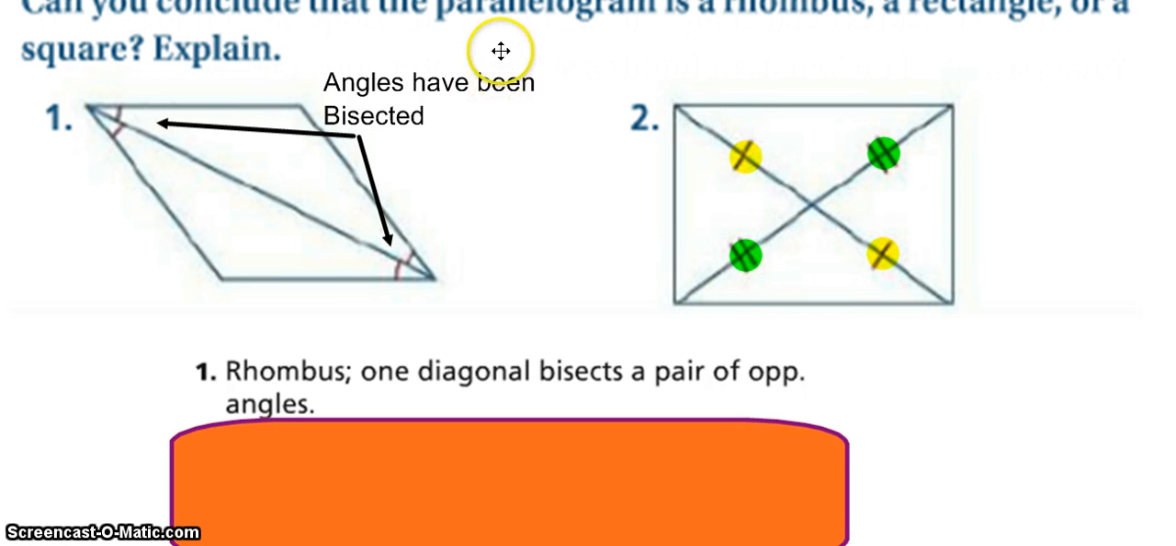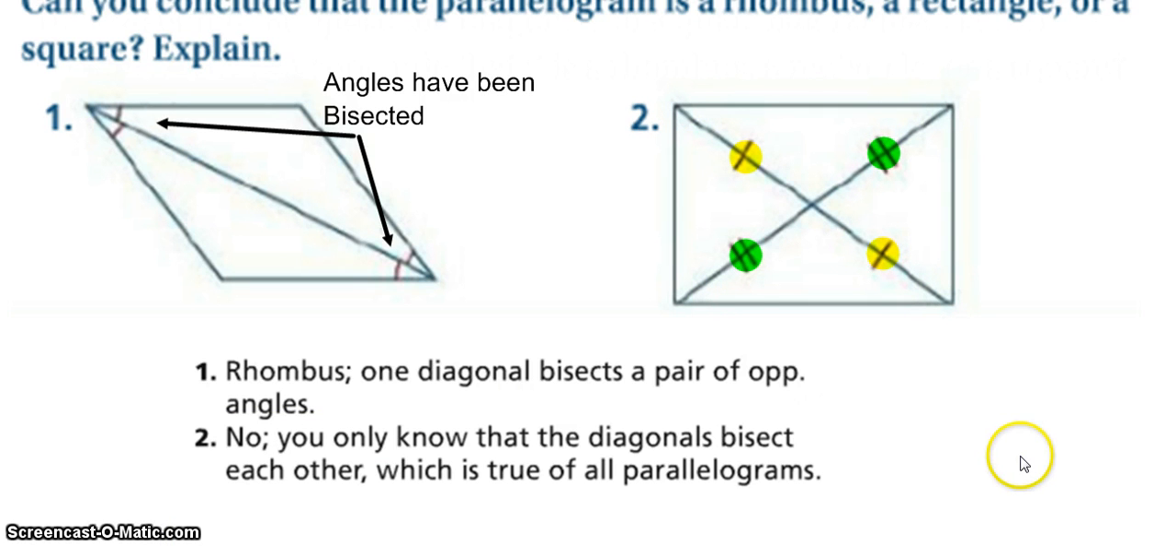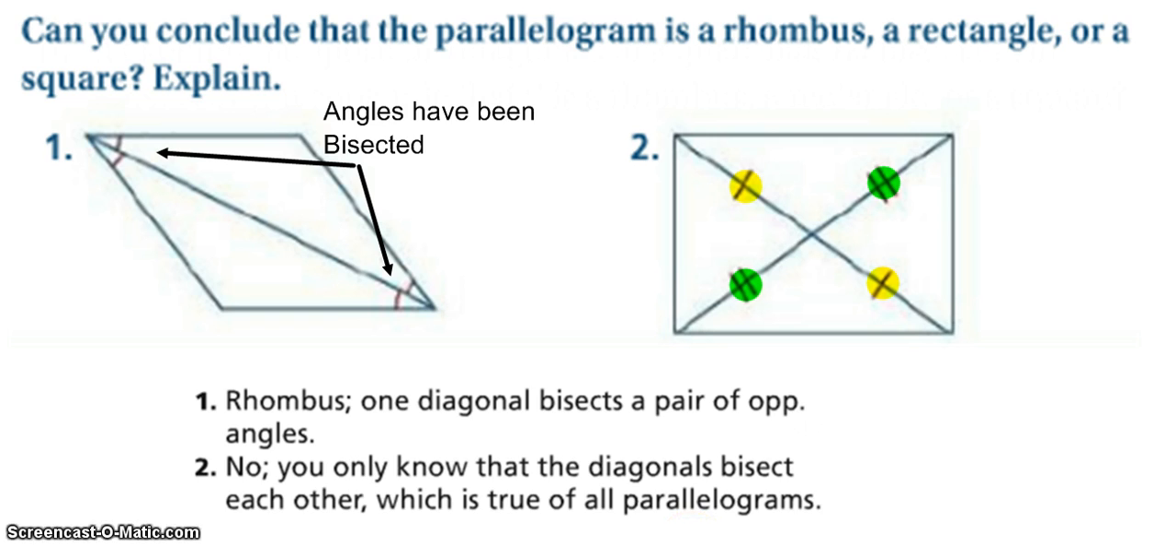Now when I look at number 2, I see my diagonals bisect each other, and that's good because we know it's a parallelogram, but the diagonals of any parallelogram bisect each other. What you are thinking is that this would be a rectangle, but we're not told anything about any of the angles, and we're not told anything about whether the diagonals are equal to each other or not. So we actually cannot determine what type of shape it is aside from knowing that it's a parallelogram.